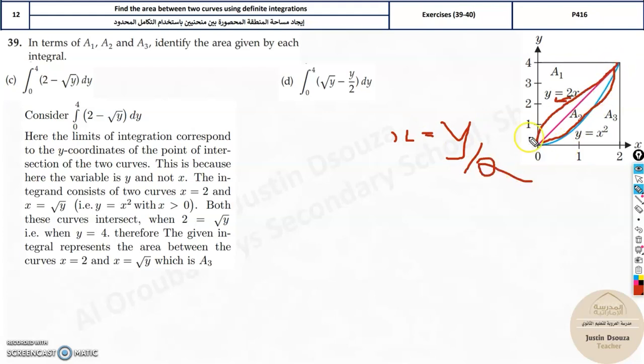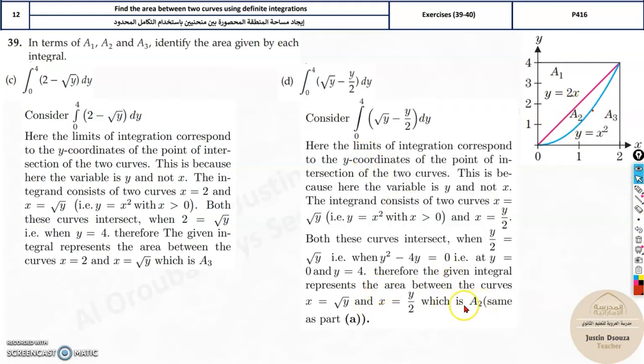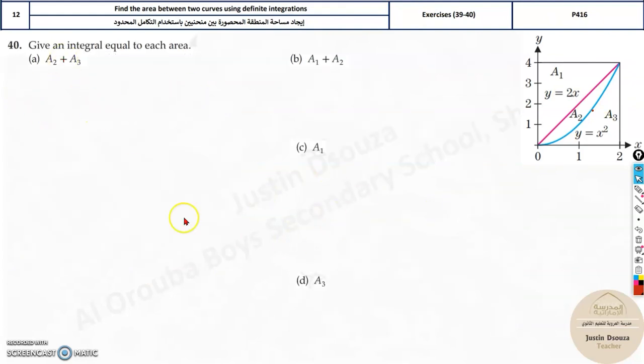And it is along the y-axis, 0 to 4, isn't it? So it will be the right side minus the left side, which is in consideration. A2 is the answer. So this is it. That is how we can solve it. Just by looking at this, you can easily solve it. Choose the correct option. Now, similarly, you can do these as well.